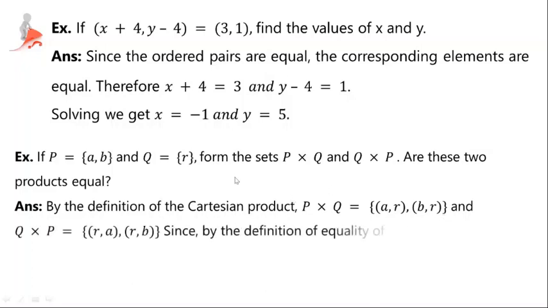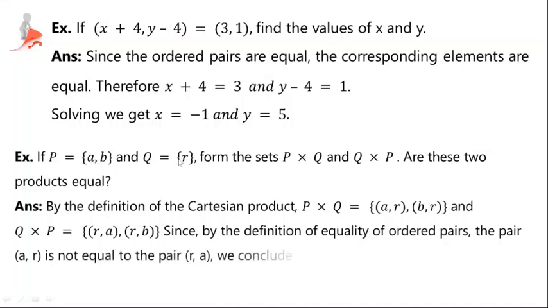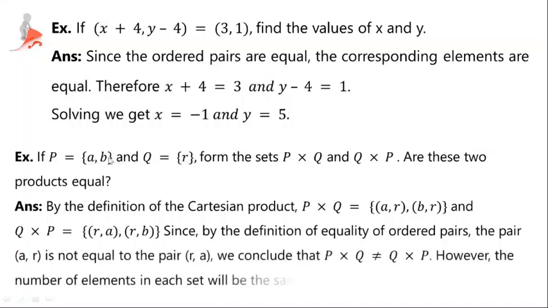What about Q cross P? So R is related with the first element of P. Next R is related with the second element of P. So it gives us the set of ordered pairs (R, a) and (R, b). Since by definition of equality of ordered pairs, the pair (a, R) is not equal to the pair (R, a), we conclude that the Cartesian product of P with respect to Q is not equal to the Cartesian product of Q with respect to P. That means P cross Q is not equal to Q cross P. However, the number of elements in each set will be the same.